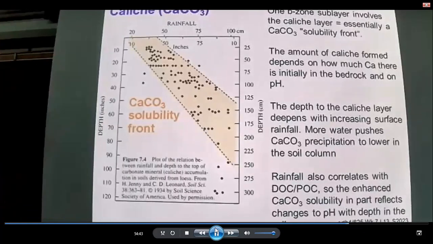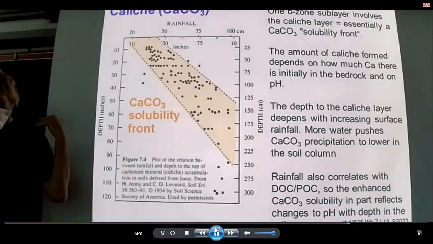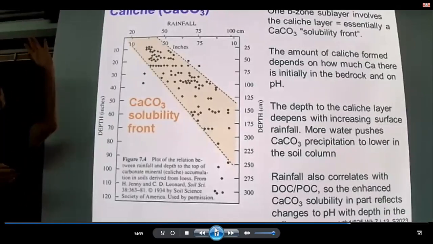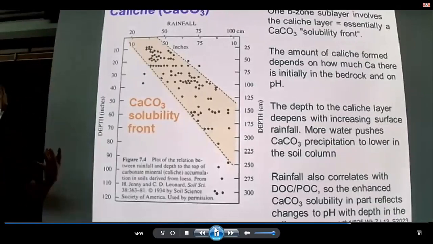The one thing that happens, and I mentioned this before, is the variation in the solubility of calcium carbonate. When calcium carbonate precipitates out of soils, we call it caliche. It's just a name for a calcium carbonate rich layer in soils. And you can see here I've plotted, or they have plotted, depth on the y-axis versus the amount of rainfall on the x-axis. And what you find is that a swath of higher rain means a higher depth at which the calcium carbonate precipitates out.